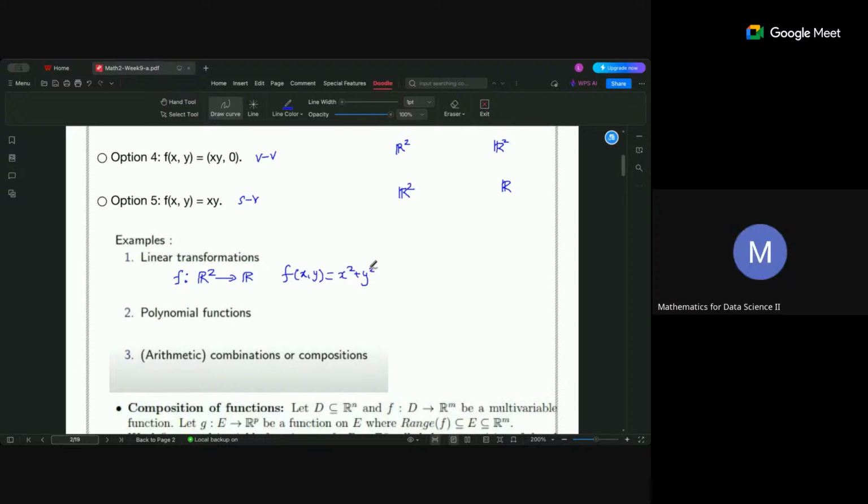No. No, right? Why did you say no. x square plus y square? This is the scalar value. 3x plus y, maybe? 3x plus y or something like that. Yeah, x plus y will work.